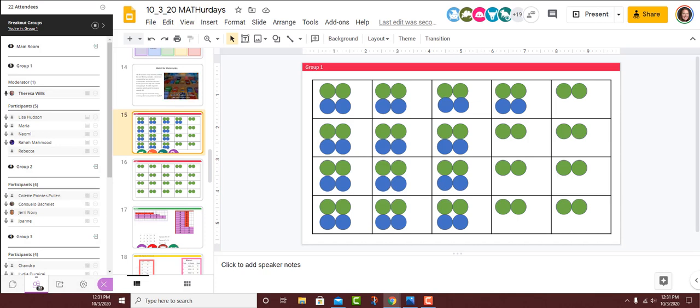All right, group one. I've seen some things change since I was last here. Tell me about those blue circles.